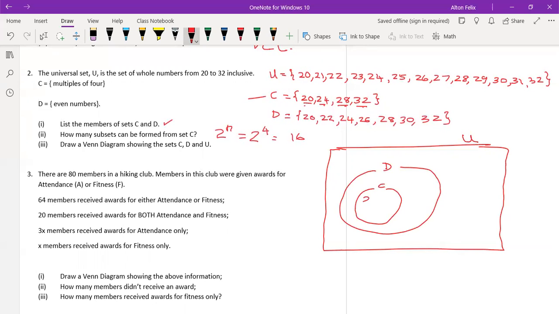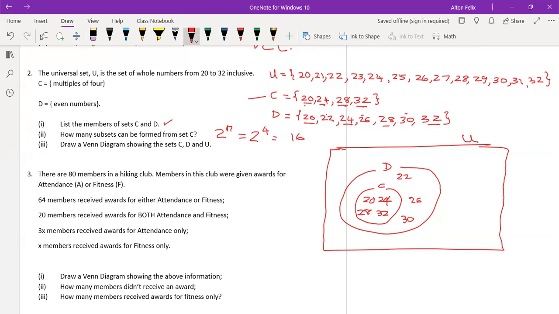which will be 20, 24, 28, and 32. Right, so we have already put in 20, 24, 28, and 32. So these numbers here must be included. So you have 22, 26, what you got? 30. Right, so I'm just counting 7 members in all.